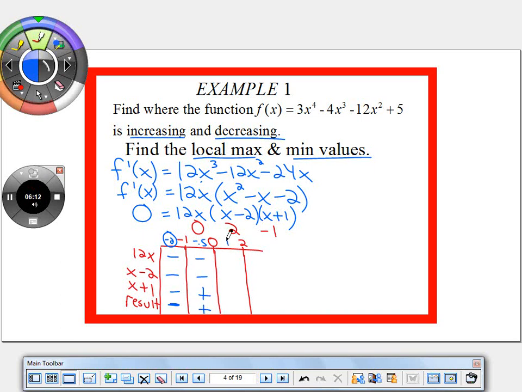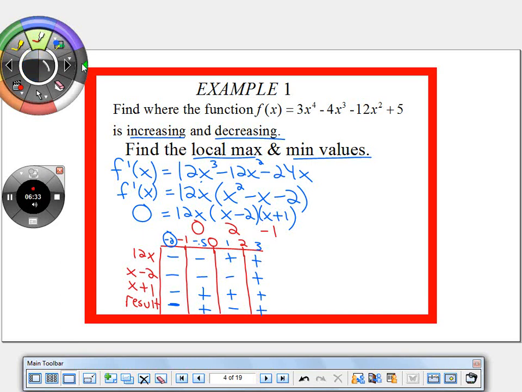Then we could try a test point of 1. That would be positive, negative, positive, and so the result would be negative, multiplying positive, negative, positive. Then we could try a test point like 3, so that would be positive, positive, positive, so the result would be positive. Now we're going to evaluate this sign chart.